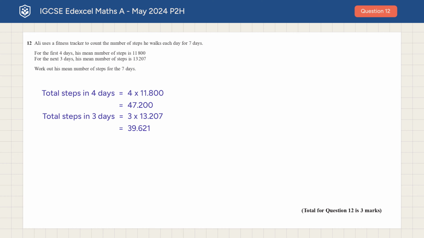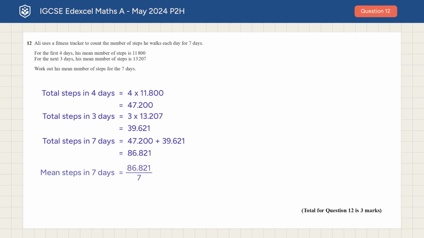Now we add these two totals together to get the grand total for all 7 days. 47,200 plus 39,621 equals 86,821 steps. Finally, to find the mean for the full 7 days, we divide that grand total by 7. 86,821 divided by 7 equals 12,403. So Ali's mean number of steps for the 7 days is 12,403.